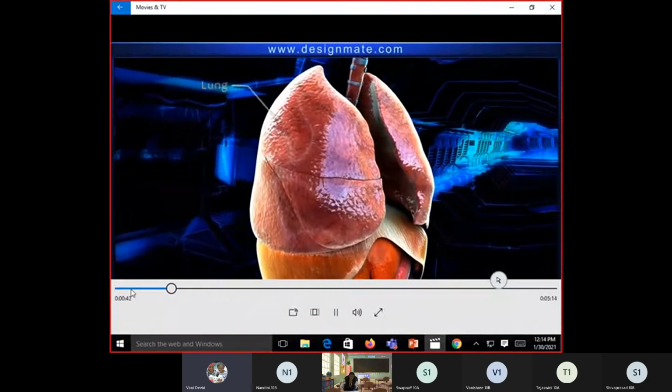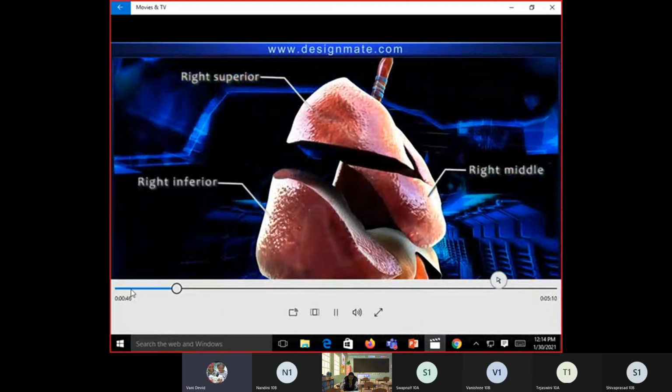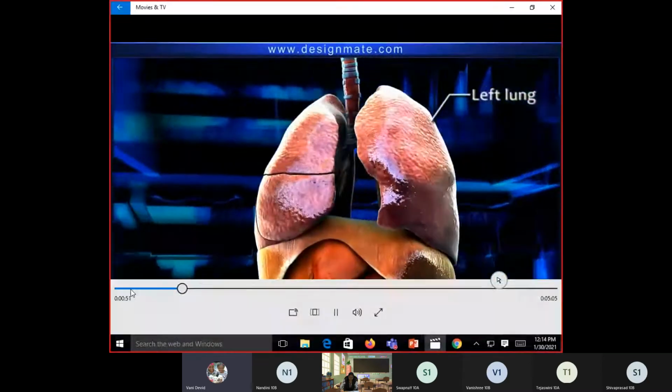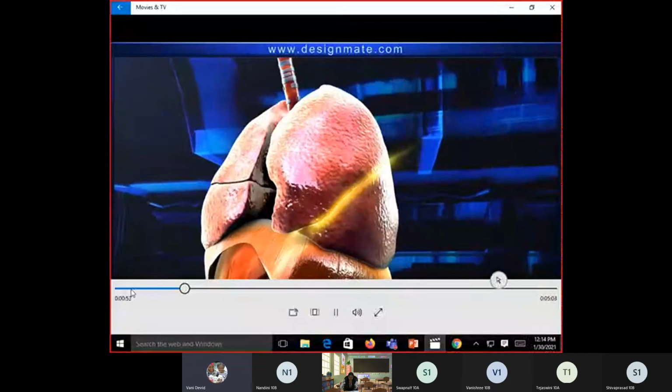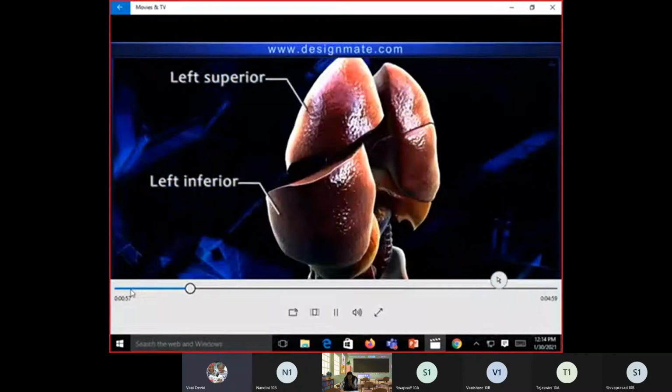The right lung is divided into 3 lobes: the right superior, right middle, and the right inferior lobe. The left lung is smaller and has only 2 lobes, the left superior and the left inferior lobe.